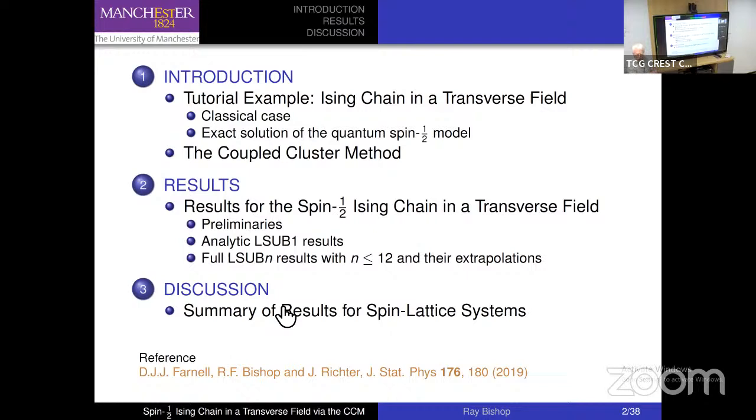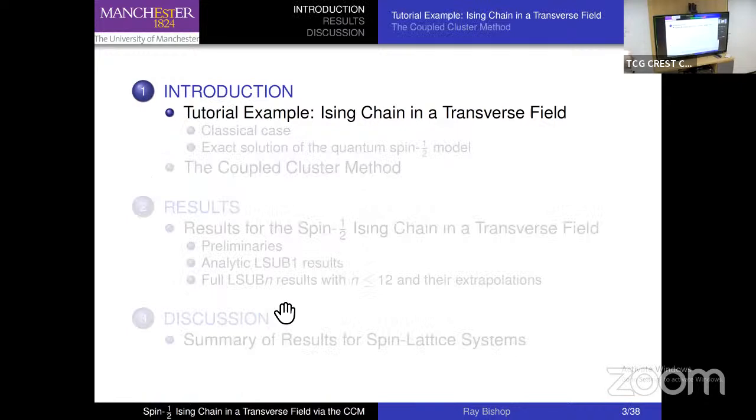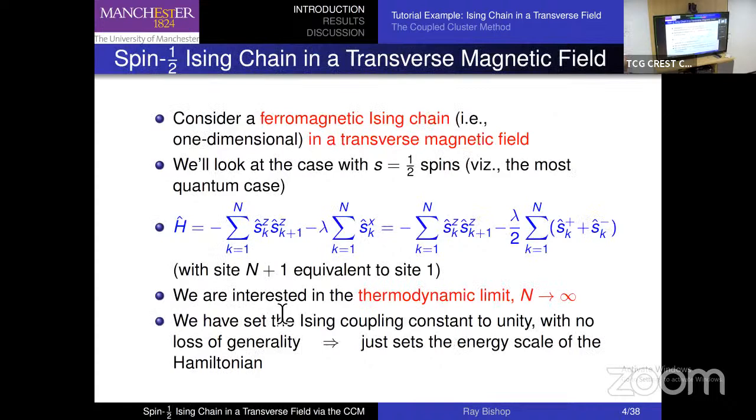Then I'll describe the coupled cluster method again, going into a little more detail than I did on Monday, talk about the results and end with a discussion of what we've got. So let's look at the Ising chain in a transverse field. Let's take the ferromagnetic chain. So we've got a pure Ising term, not Heisenberg, much, much simpler, just a ZZ component.